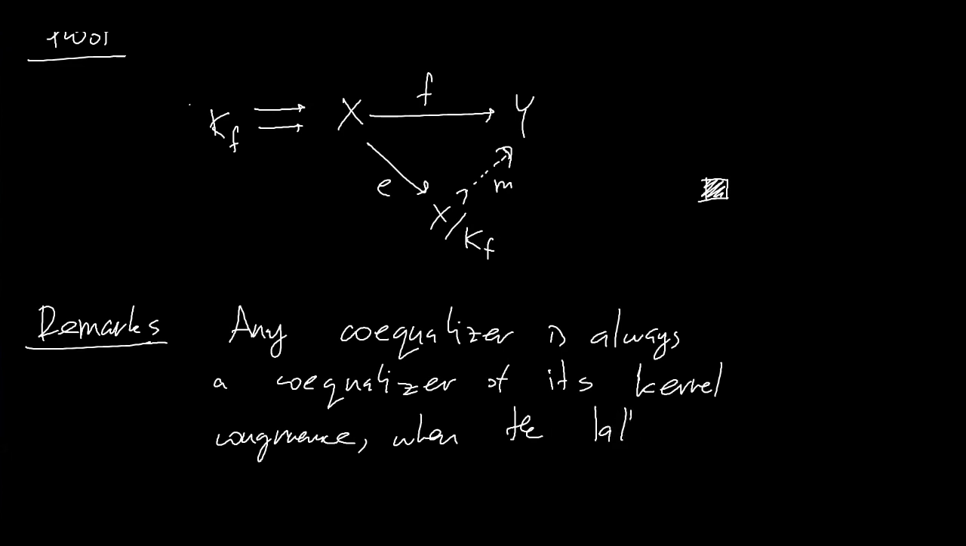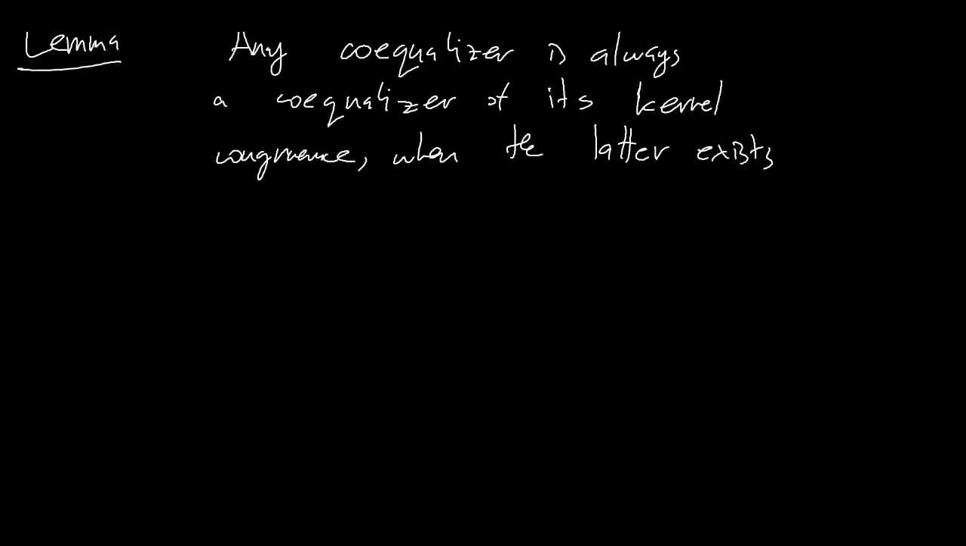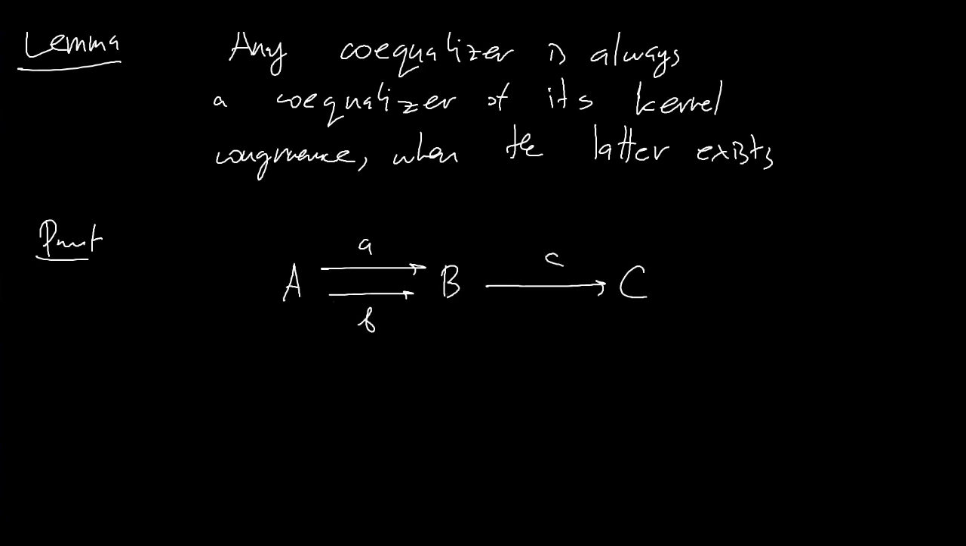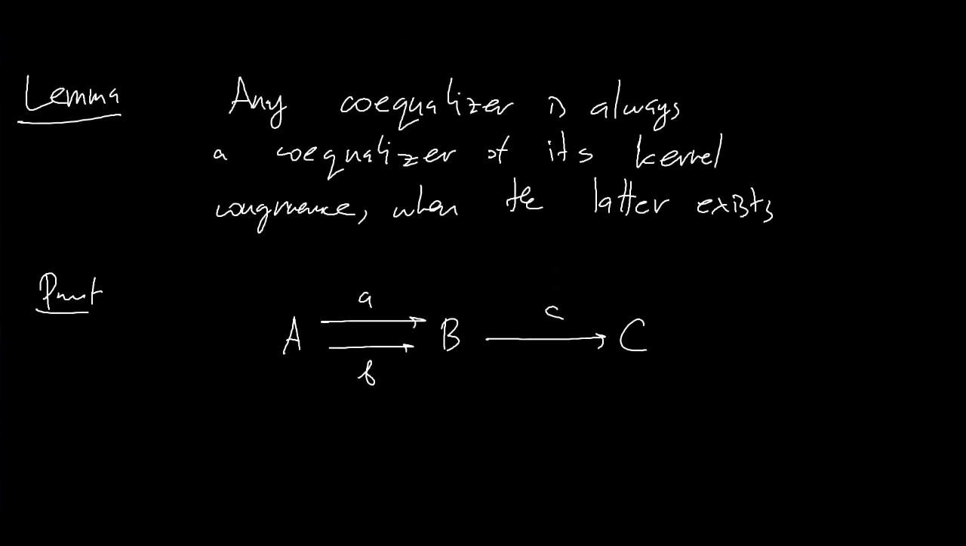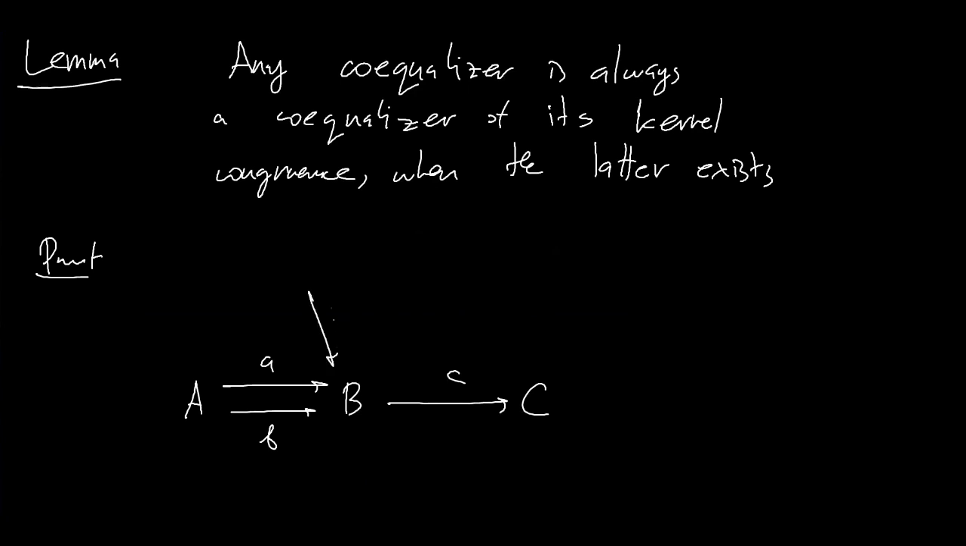Talking about co-equalizers of kernel congruences and talking about co-equalizers in general is the same thing because of this. Let's actually prove this as a small lemma. Say we've got two morphisms, A and B, and we take their co-equalizer C. Then, after that, let's take their kernel congruence, KC with P1 and P2.